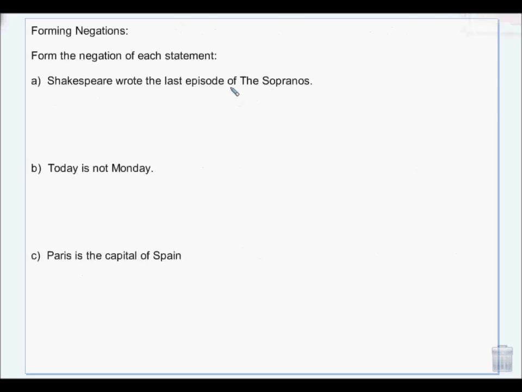Negation of each statement, the easiest way is to add the word not, okay, or to take away the word not. So Shakespeare wrote the last episode of The Sopranos. Yeah, Shakespeare did not write. And then you can just... because you don't need to finish writing the last episode of The Sopranos. I think you'll understand it from there. So Shakespeare did not write the last episode of The Sopranos. Okay, our original statement was false. Our negation is true.